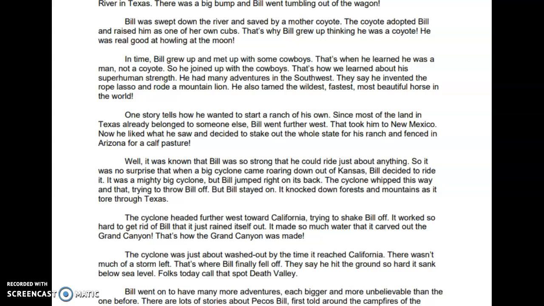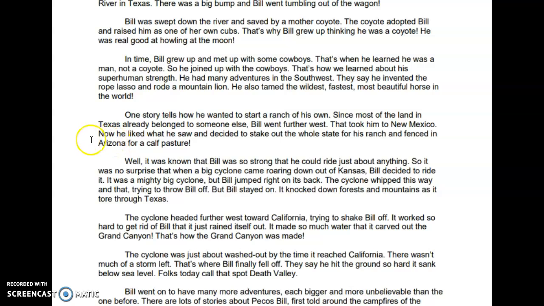Well, it was known that Bill was so strong that he could ride just about anything. So it was no surprise that when a big cyclone came roaring down out of Kansas, Bill decided to ride it. Hyperbole. It was a mighty big cyclone, but Bill jumped right on its back. The cyclone whipped this way and that way, trying to throw Bill off, but Bill stayed on. It knocked down forests and mountains as it tore through Texas.